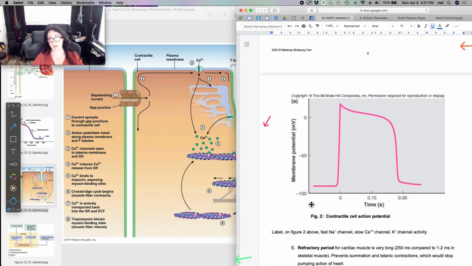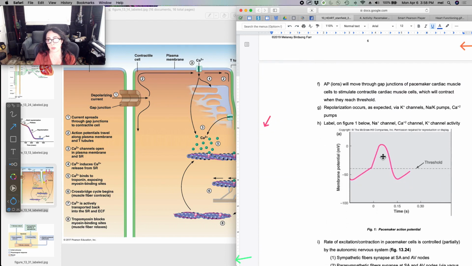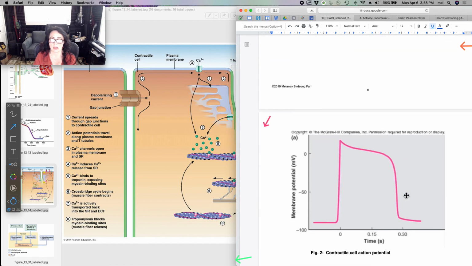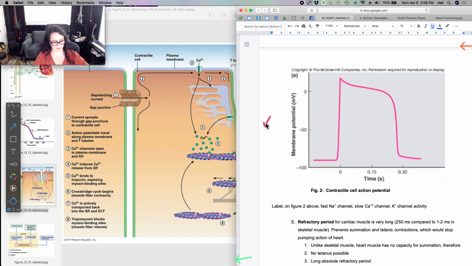So let's label on this figure the major channels that are involved. And also you should be able to recognize that this one that kind of looks like a mountain or a bluff, I guess, is a contractile cell, whereas this one right here, kind of like ocean waves, is an autorhythmic or pacemaker cell. So let's make sure that we're confident with labeling these on this figure.